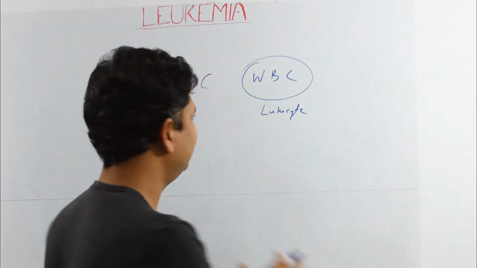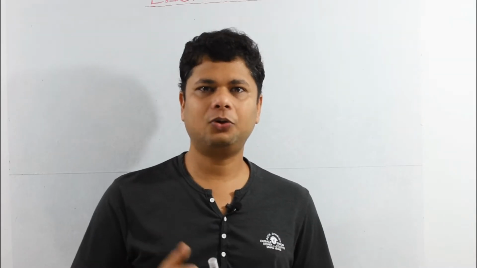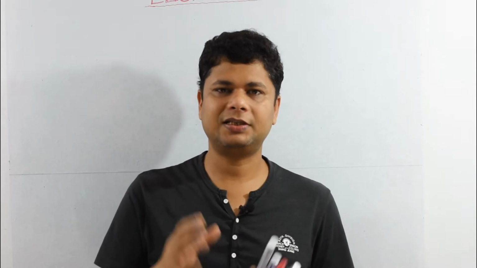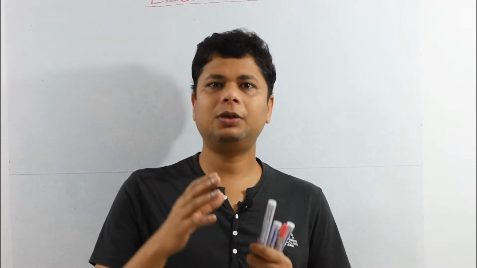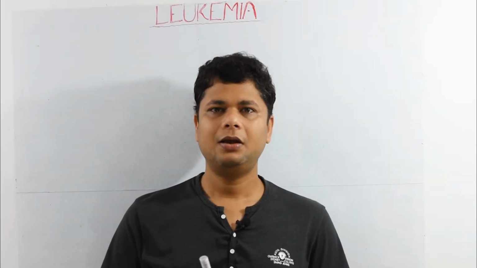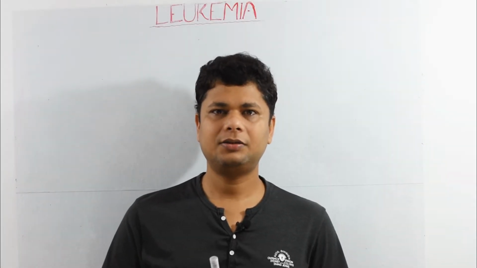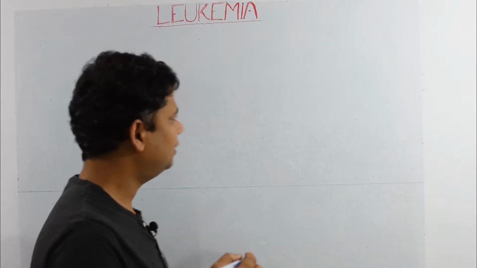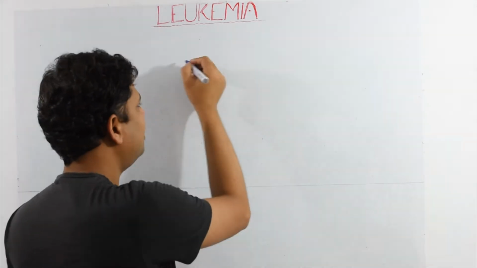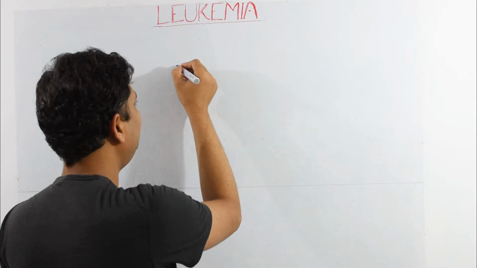WBC or leukocyte. In my previous video, I told about what blood cells are present in our blood, what kinds of blood cells and where they are present, and how hematopoiesis works, how the blood cells are formed. I also discussed that in my previous videos. So now we will see where leukemia starts from. Previously I have discussed that blood cells start forming from bone marrow.